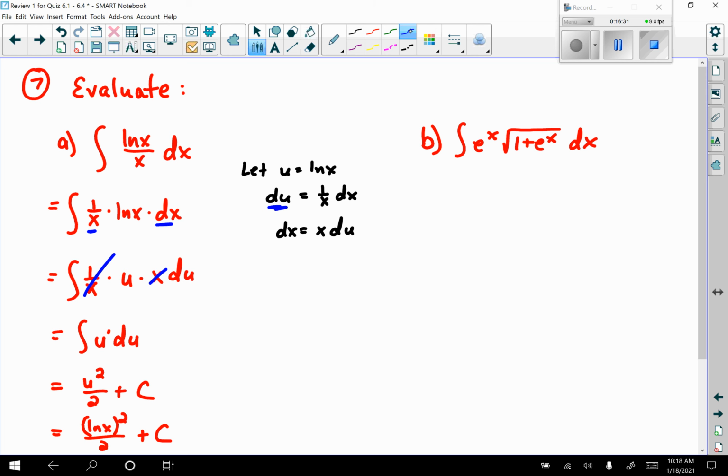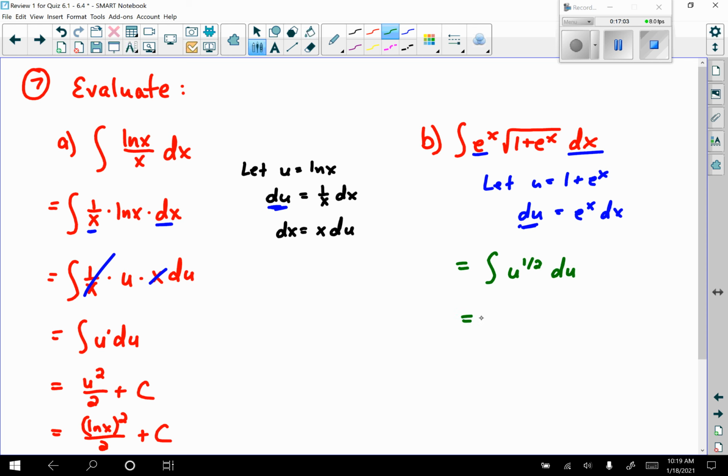All right, for b, I'm going to go ahead and let u equal 1 plus e to the x. That way du is going to equal e to the x dx. So here we are again. There's e to the x dx, so that's just du. So now this can become the integral. This whole thing right here, 1 plus e to the x, is u, so the square root of u is u to the 1/2. And again, e to the x dx is du.